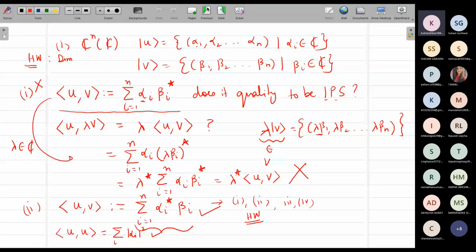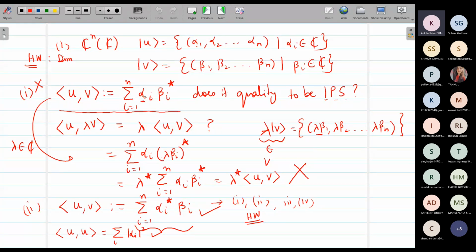Sir, the doubt is from the last page, the previous page. In the first part, who asked us to put the lambda with the beta? Why did I do that? I might have gone a little bit fast.